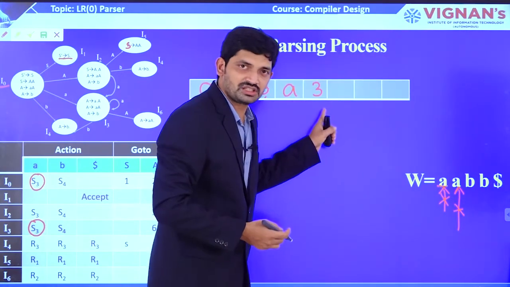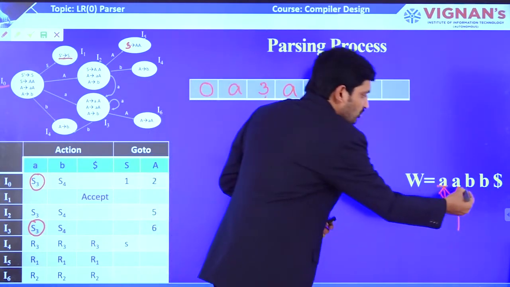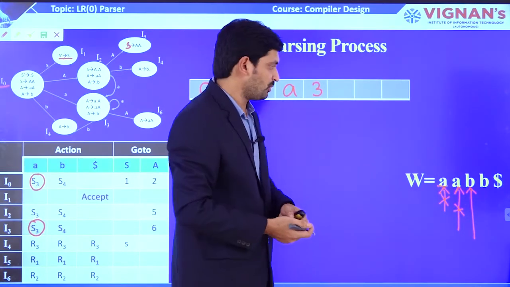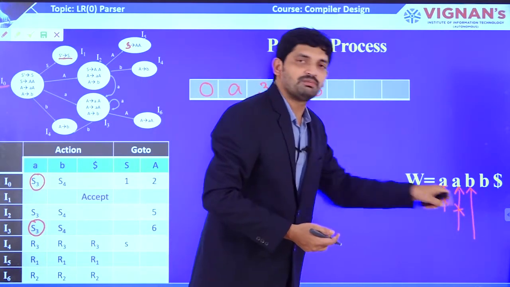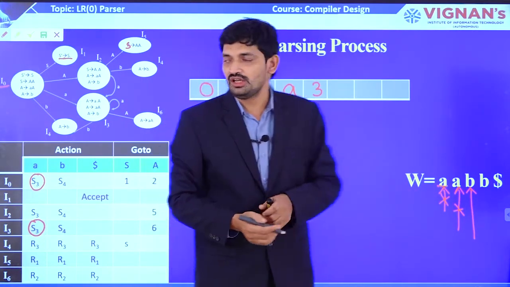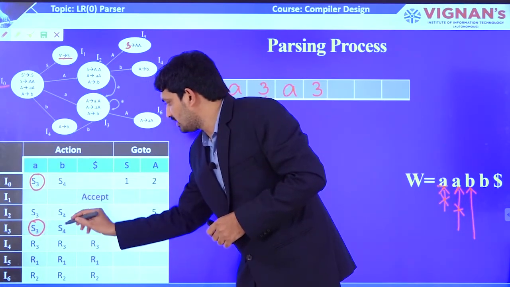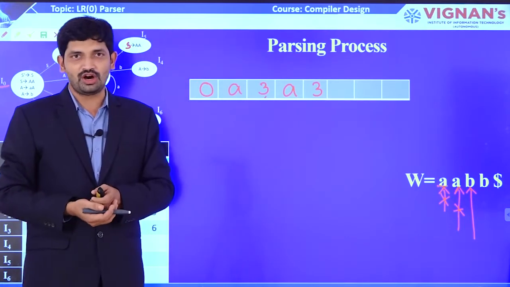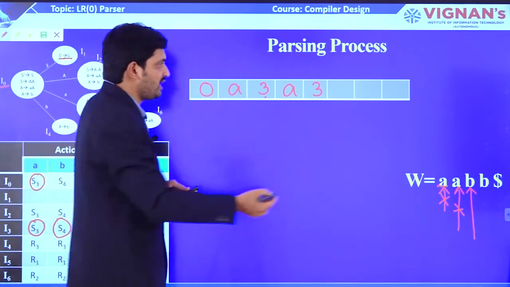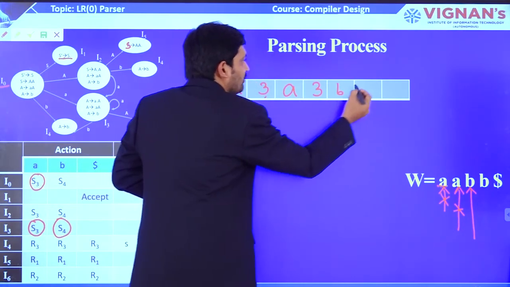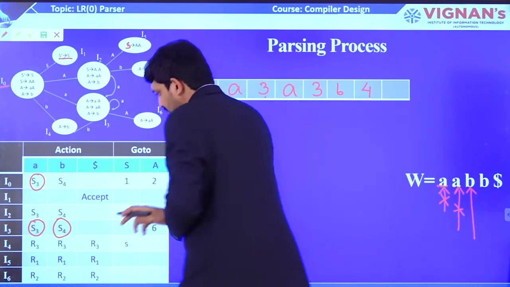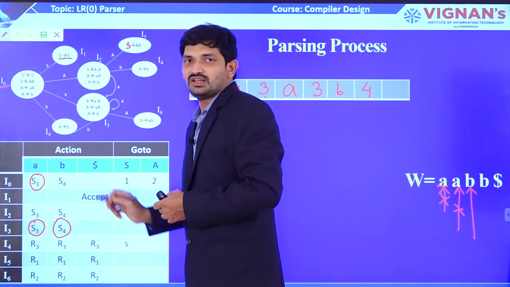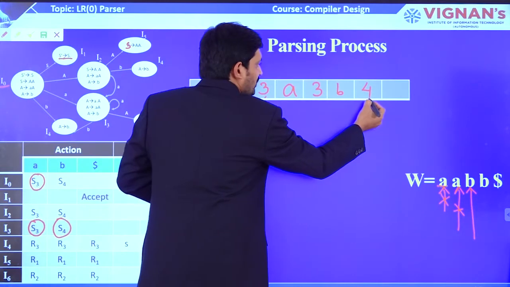Now a shift operation is performed, so I have to increment my lookahead pointer. Now check what is 3 on b. Now check I3 on b is, you can see S4 here. That means it is again a shift operation. So I have to write b on the stack and 4 on the stack because I3 on b is S4, which indicates that it is a shift operation. So I have to write 4 here.